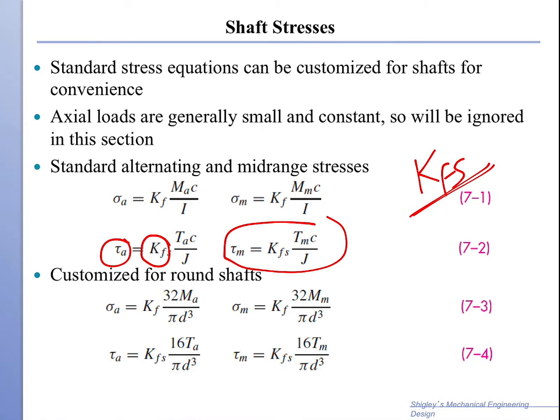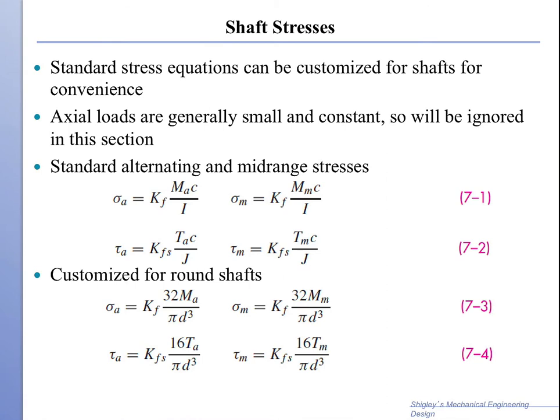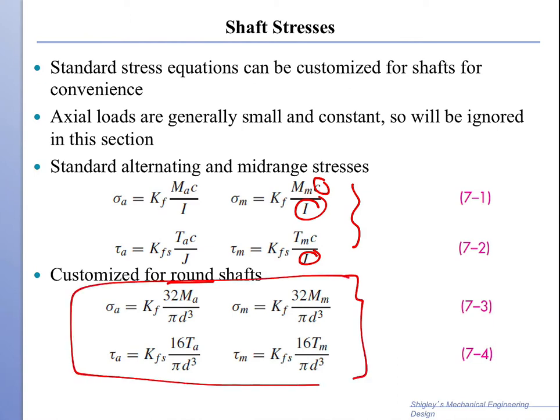If we now think about it, we don't have square shafts that are rotating. Usually these are round shafts, and therefore the I and the J can be easily introduced, and the C would be D over 2 because it's on the outside, so that these equations here simplify into the equations that you can see in the bottom here, 7.3 and 7.4 for round shafts.